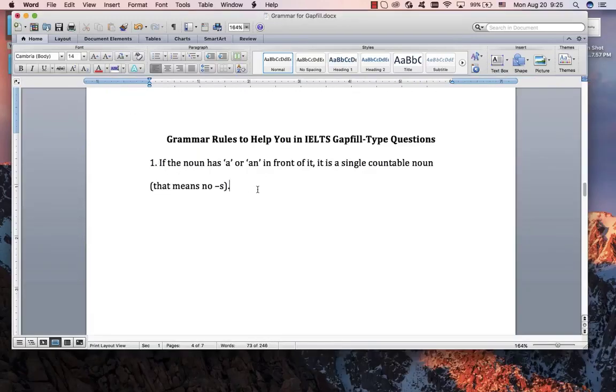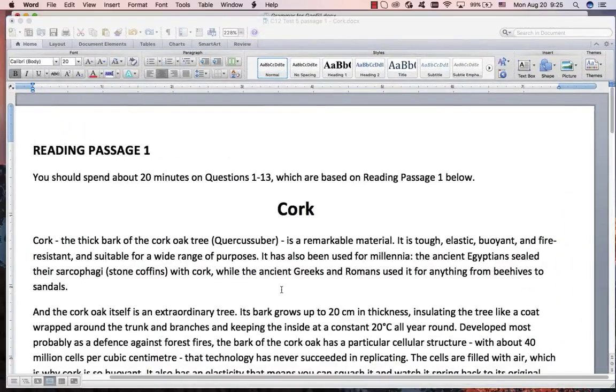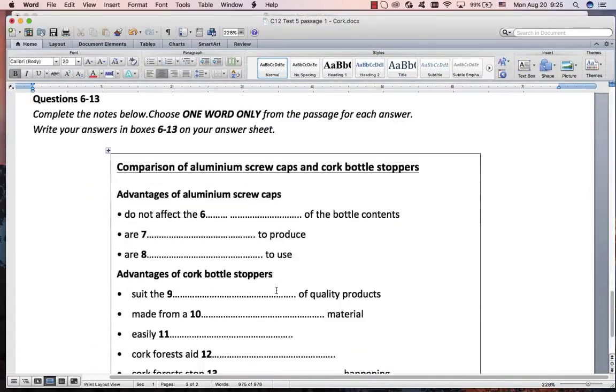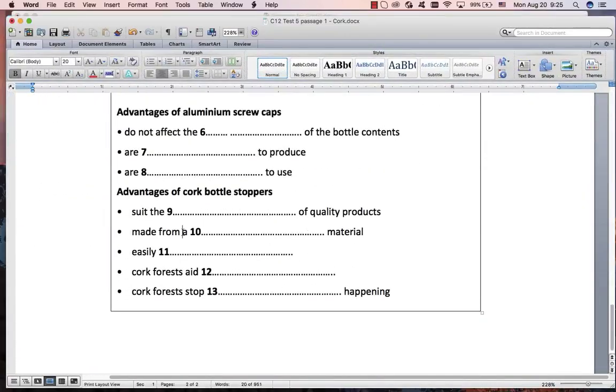One thing to be careful of here is just make sure that there is not a noun after the gap. For example, in Cork, the first reading that we did, there is over there. So some students make the mistake of thinking, okay, so I'm looking for a noun. But the noun is there, material. So that noun belongs to this. So there you're looking for an adjective. Don't make that mistake. Great.